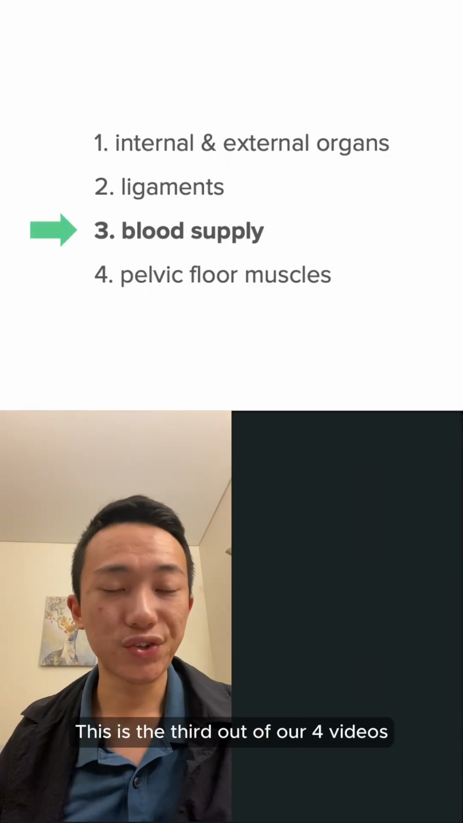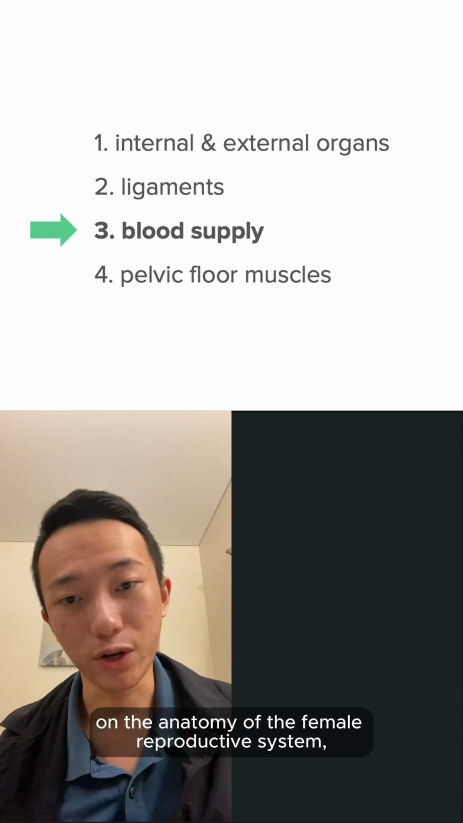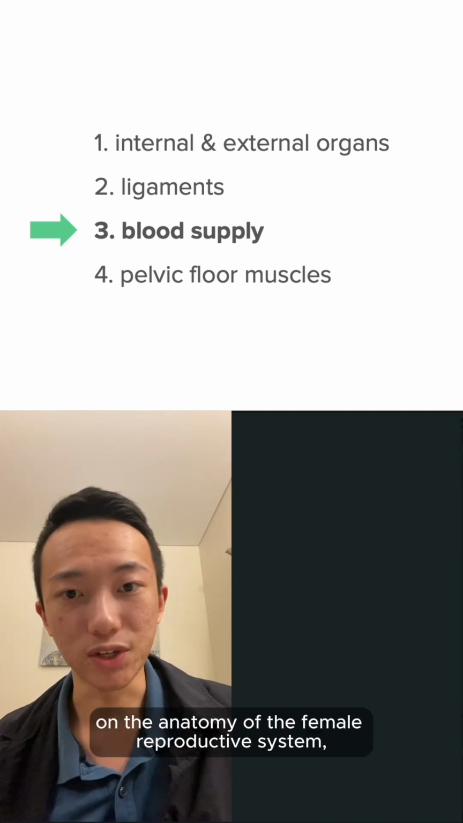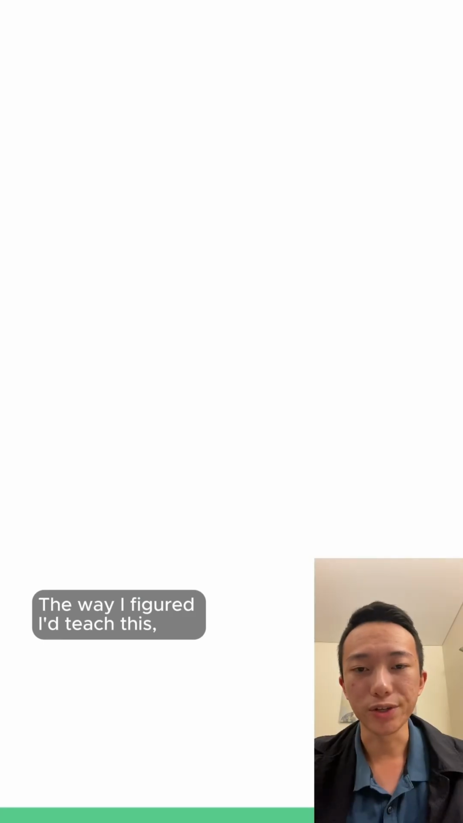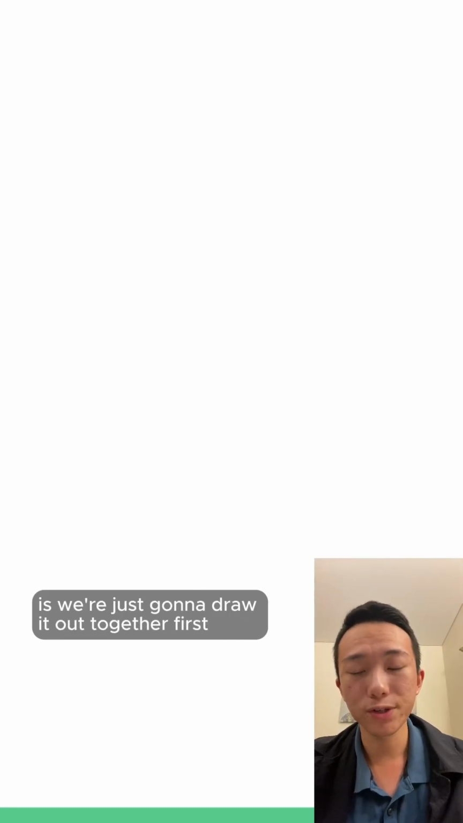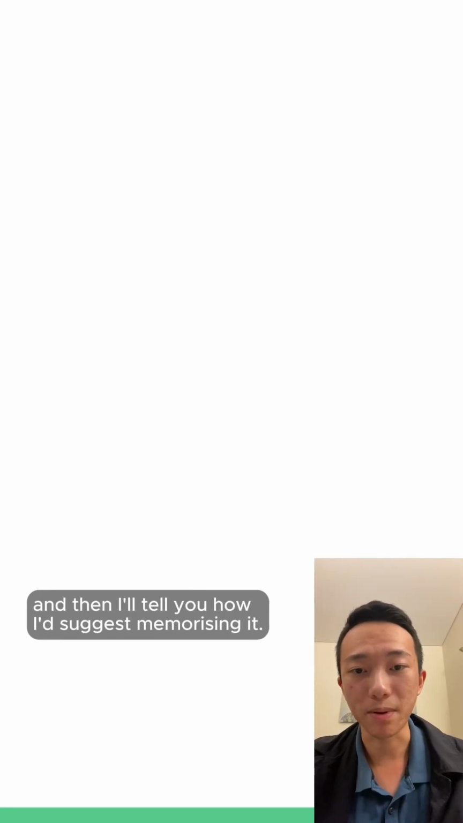Welcome back. So this is the third out of our 4 videos on the anatomy of the female reproductive system, and today we're going to cover the blood supply. The way I figured I'd teach this is we're just going to draw it out together first, and then I'll tell you how I suggest memorizing it.